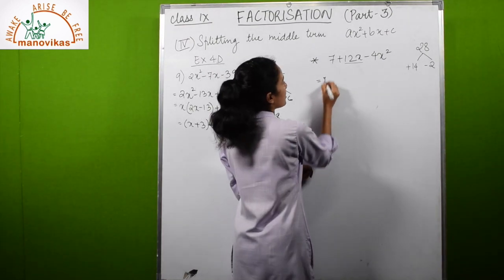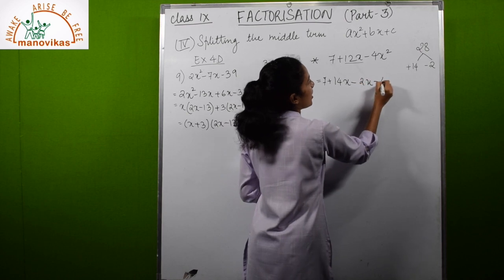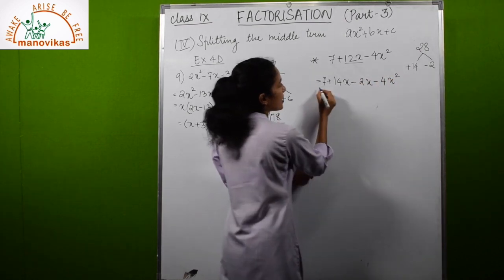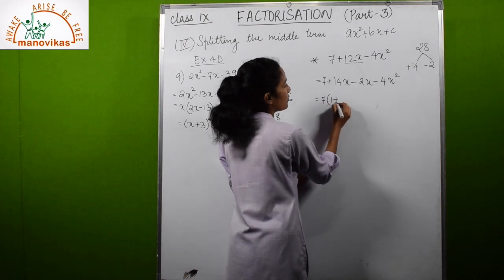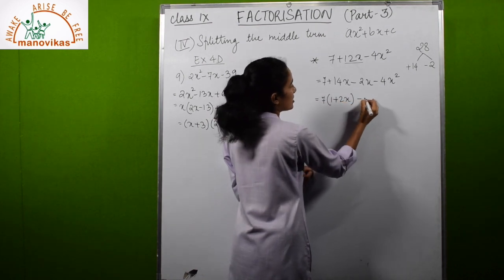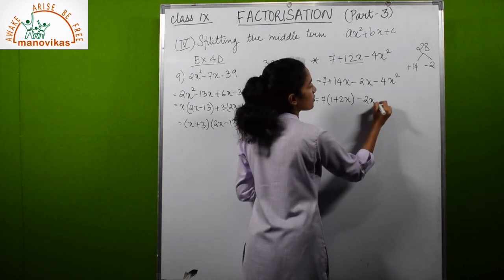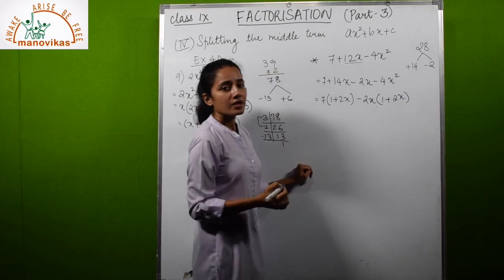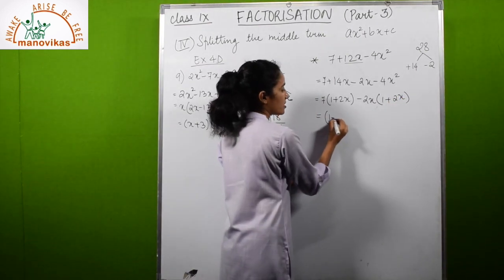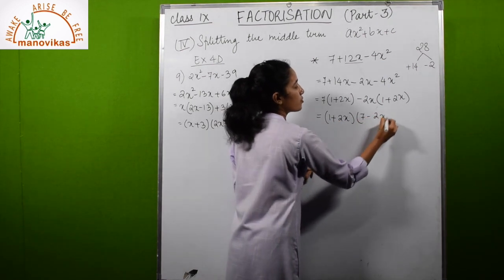So I have 7 plus 14x minus 2x minus 4x square. Taking out a common factor, I am left with 7 into 1 plus 2x, negative. Now since here I need 1, I will have to take the entire 2x common. So that will be 1 plus 2x. So taking out again a common factor, I am left with 1 plus 2x and 7 minus 2x.